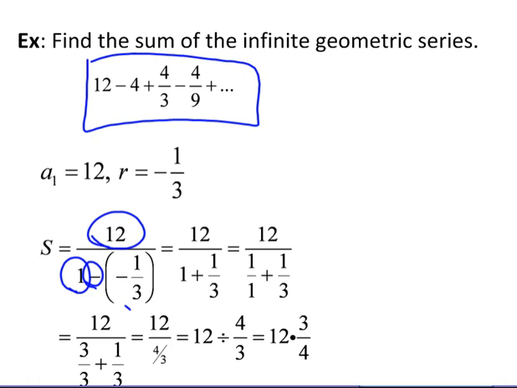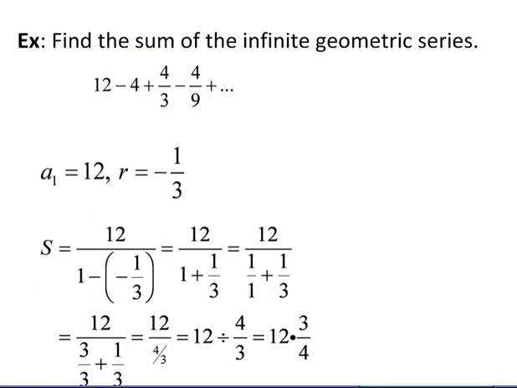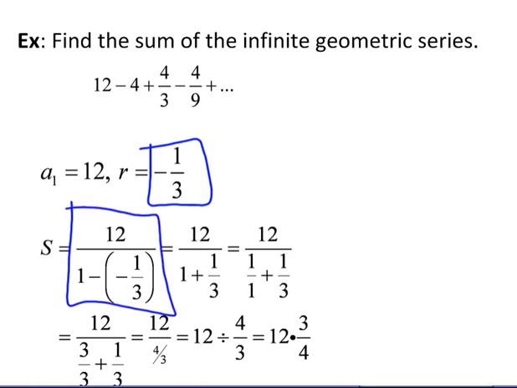So find the common ratio. My signs alternate, so it has to be negative. I go from 4 to 4, 4 to 4, that means I'm multiplying by 1. And on the bottom I go from 3 to 9, that means on the bottom I need a 3. 3 times 3 is 9. So as you can see, my common ratio is negative 1/3. So here is the formula.